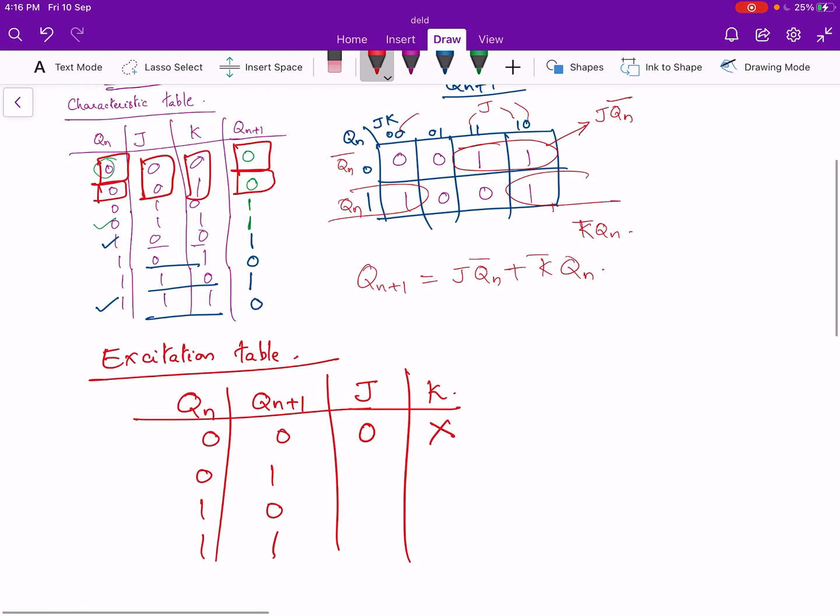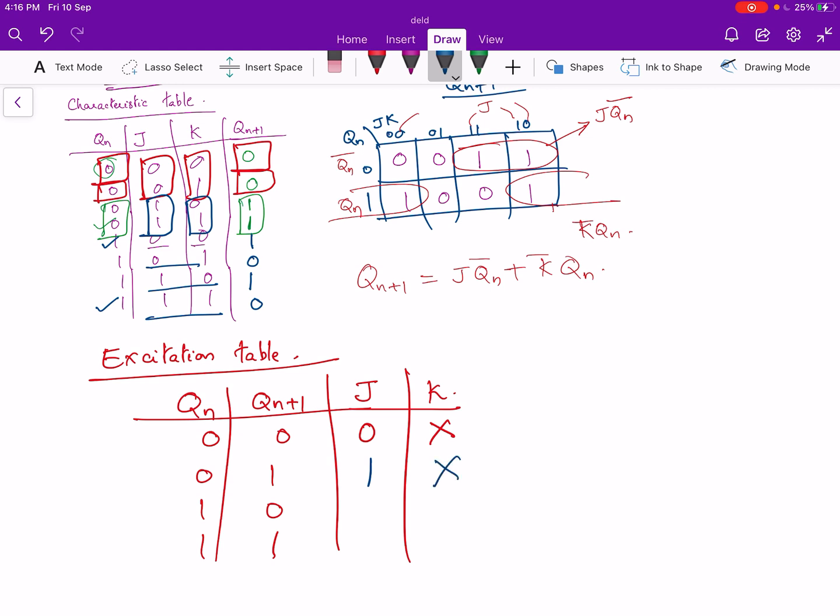So next is 01. So corresponding to Qn 0, that is this case, and Qn plus 1 as 1, that is this case, we can see that here in this case, J is 1 and K is 0, 1 again. So we can write again K as don't care.